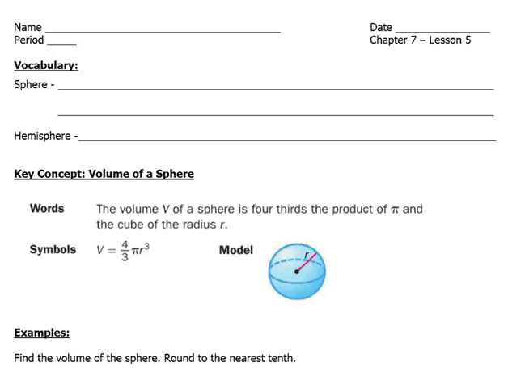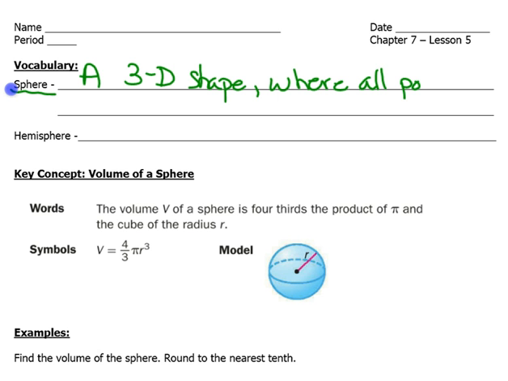Right, ladies and gentlemen, so today's our last lesson from chapter 7, and today we're going to be talking about something called the sphere. A sphere is basically a three-dimensional shape where all points are the same distance from the center.